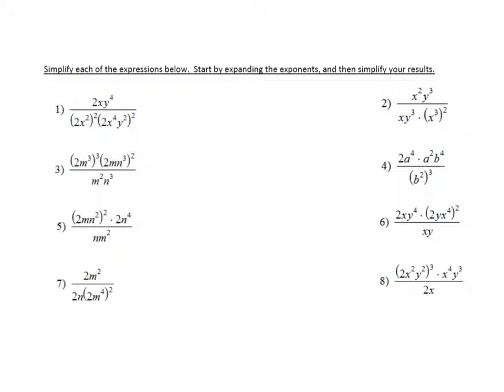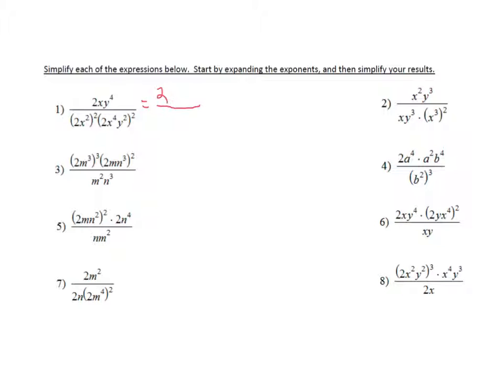All right. Simplify each of the expressions below and start by expanding the exponents and then simplifying your results. That simply means that there's going to be a little bit of work involved here. Looking at number 1, 2x times y to the 4th power over 2x squared times 2x to the 4th y to the 2nd squared. Well, we've got to expand those expressions for sure because that's a lot of stuff.